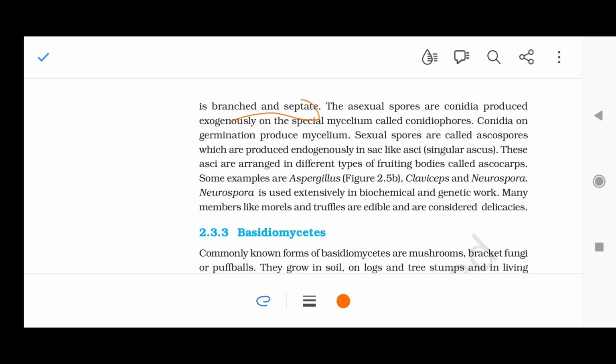These asci are arranged in different types of fruiting bodies called ascocarps. Some examples are Aspergillus, Claviceps, and Neurospora. Neurospora is used extensively in biochemical and genetic work. That is an important question from the exam point of view. Many members like morels and truffles are edible and are considered delicacies.